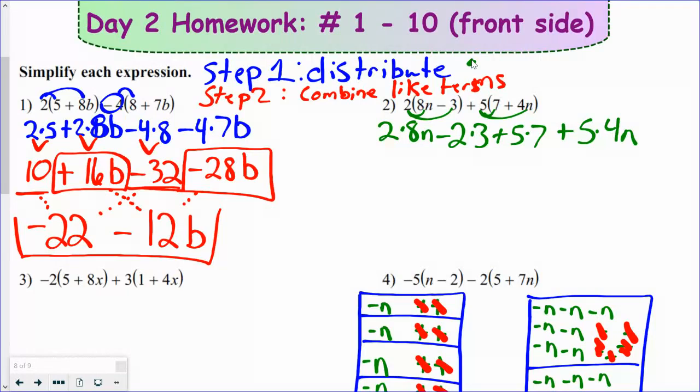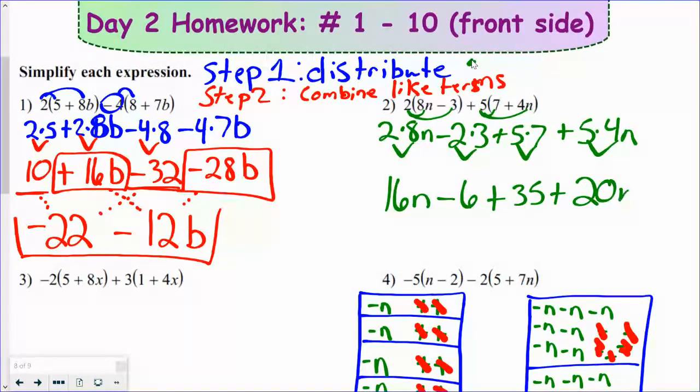Okay. If I have 2 sets of my 8 ninjas, I have 16 ninjas. Minus my 2 times 3, which is 6. Plus my 5 times 7, which is 35. Plus my 5 sets of 4 ninjas, which makes 20 ninjas. Okay. Now I'm going to go through and combine my like terms. Only ninjas go with ninjas. So that gives me 36 ninjas. When I say 16 and 20, putting them together.